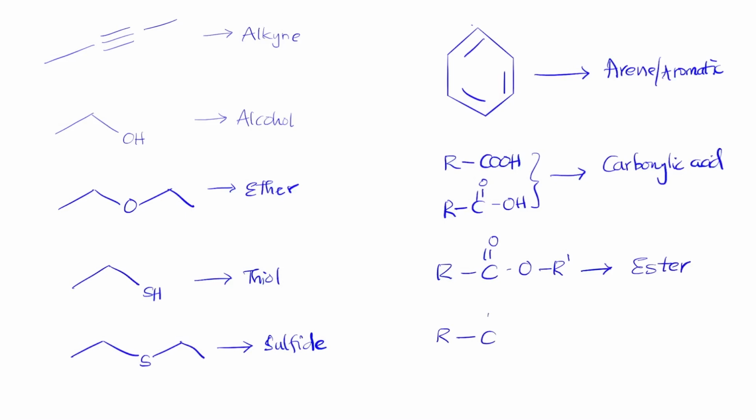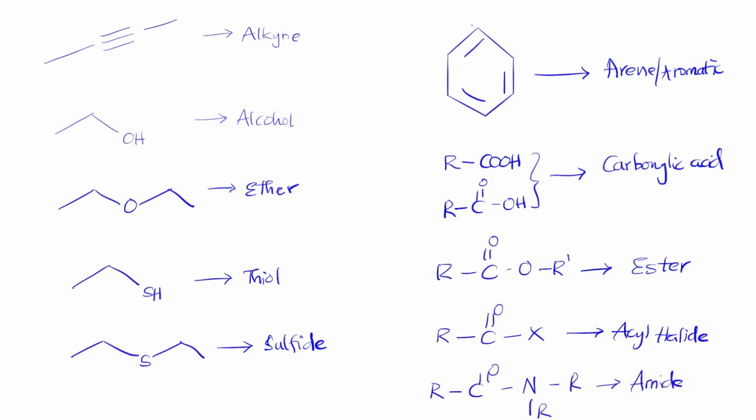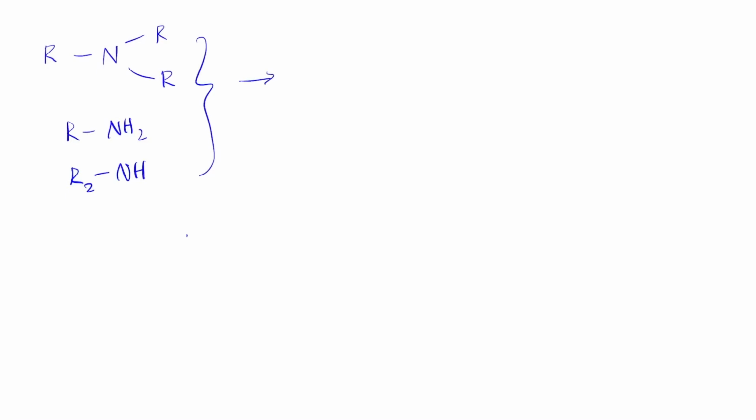In the same way, if you have R C double bond O X, this is called an acyl halide. If you have R C double bond O N, and then the N is connected to other groups, this is called an amide. Next, if you have R connected to a nitrogen directly, or R dash NH2, R dash NH, R2 dash NH, and R dash N, all these compounds are called amines. So an amide is when you have a C double bond O. An amine is when you have a nitrogen that's directly connected.